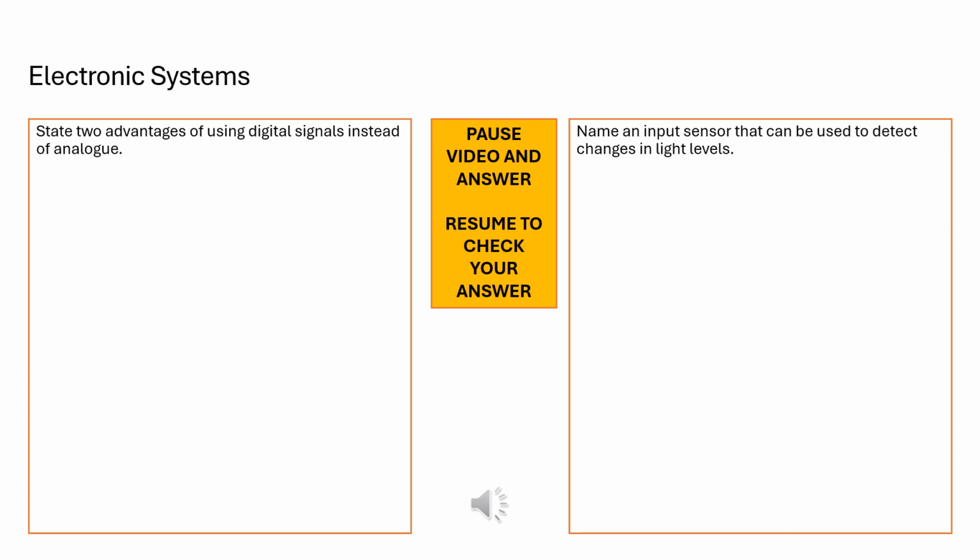So our first two questions that we are going to have in electronic systems are: state two advantages of using digital signals instead of analog, and also name an input sensor that can be used to detect light changes, so detect the light levels. So pause this, write down your answer, and see how close you get to this.